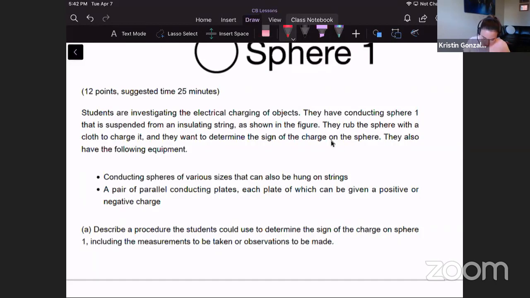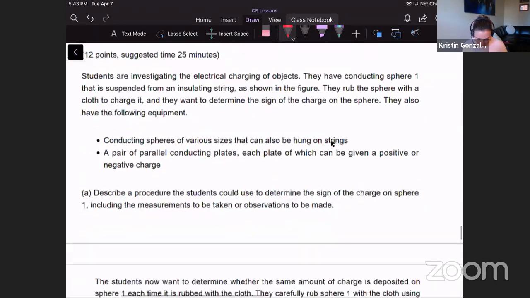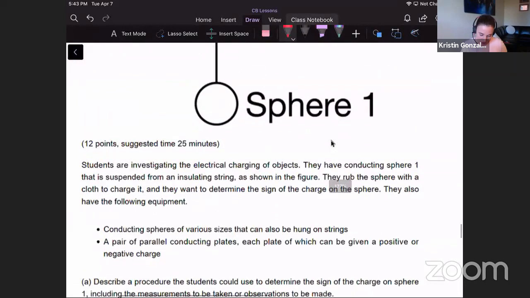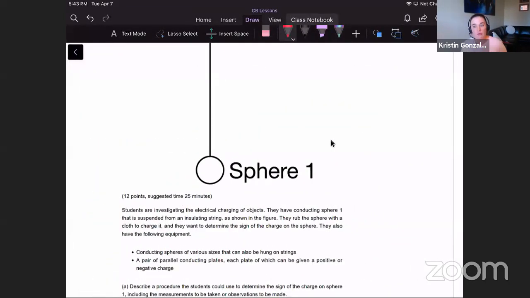So we also have conducting spheres of various size that can also be hung on strings. And we have a pair of parallel conducting plates, each of which can be given a positive or a negative charge. So we want to describe a procedure the students could use to determine the sign of the charge on the sphere, including the measurements to be taken or observations to be made, right? So we want to know what the charge on this guy is. We have this other stuff.